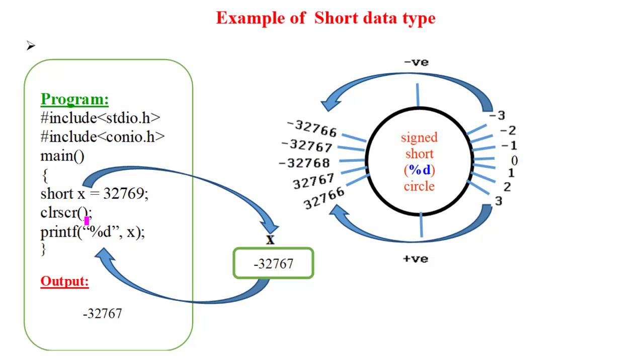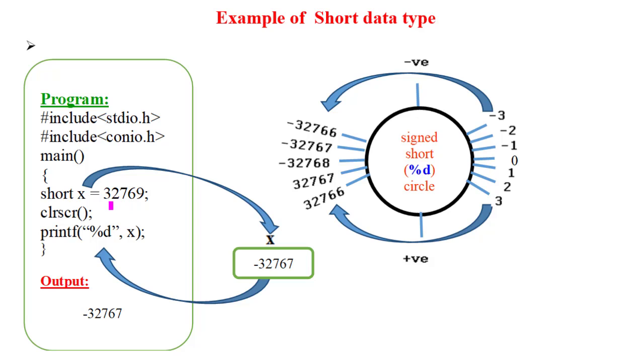So when we declare short x is equal to 32,769, the compiler will check whether this value is in the signed short circle. If it is there, it will store the same value. If it is not there, it will store the corresponding value.